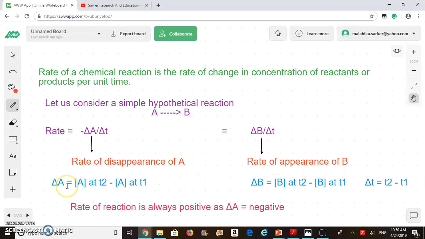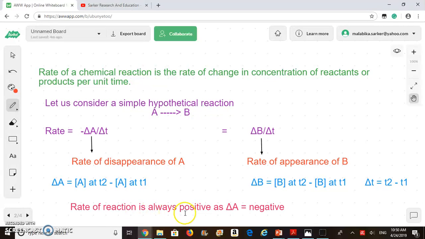Now what is this delta A? This is the change in concentration of A over time. The square bracket denotes the concentration. So it is the concentration of A at time T2 minus the concentration of A at time T1. The same is for delta B: the concentration of B at time T2 minus the concentration of B at time T1. So delta T, the change over time, is nothing but T2 minus T1.